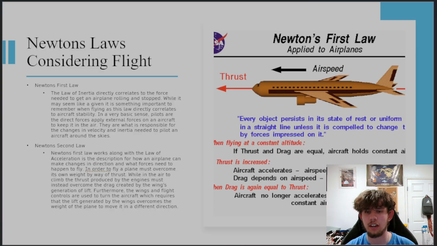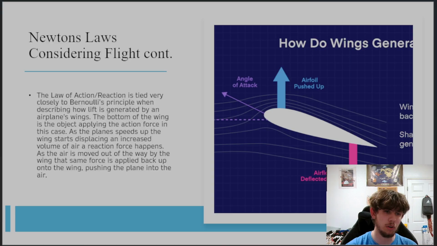enough lift and pushing force on the aircraft to actually allow it to fly, which brings us directly into Newton's third law, the law of action and reaction, which works very close in tandem with Bernoulli's principle to describe how lift is generated. People argue to this day whether one or the other describes it better or more accurately, and that's still a pretty even debate.